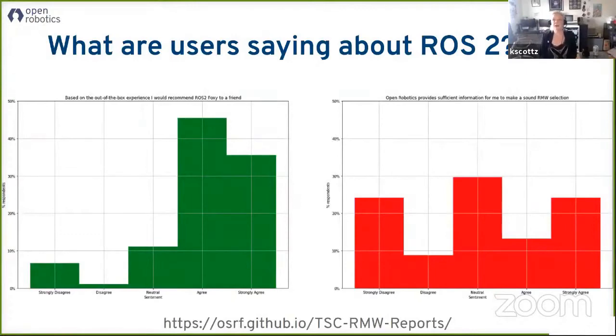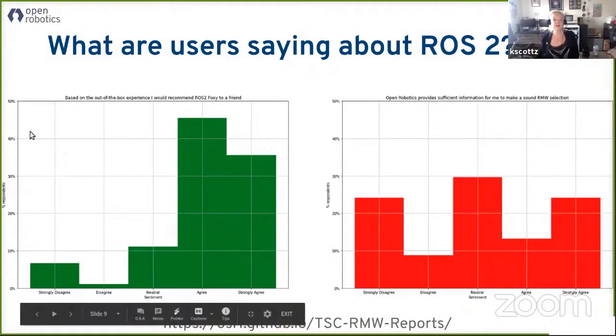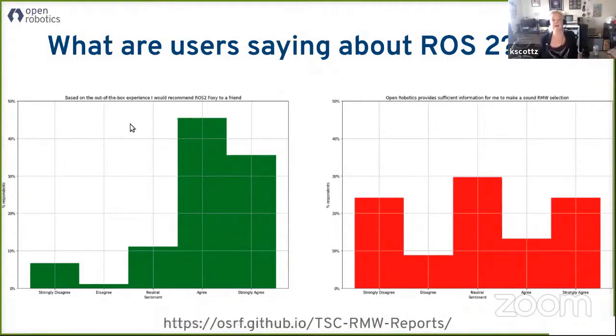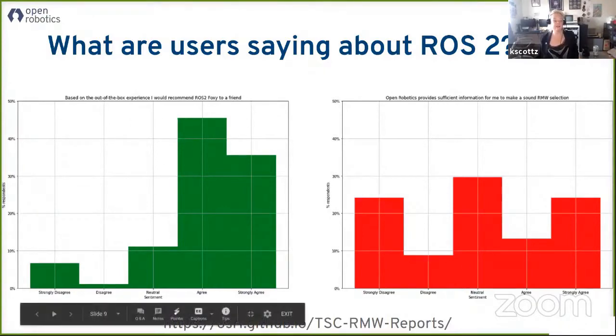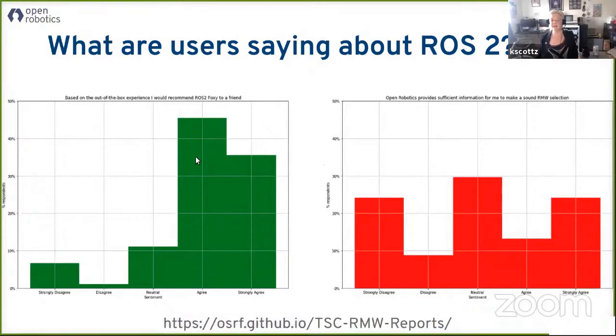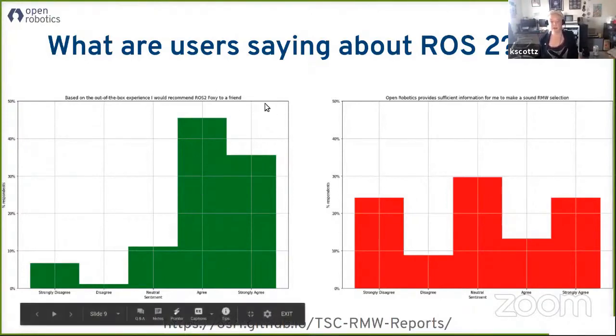And a couple months ago, we actually surveyed the community with regards to RMWs, and I slipped a couple questions in there about just general feelings about ROS2. On the left, you may not be able to see this top graph, but the survey question is, based on the out-of-box experience, would you recommend ROS2 Foxy to a friend? And the general sentiment, and this is about, I think, 96 developers, was yes, I agree, or I strongly agree, which means most people are liking the switch.